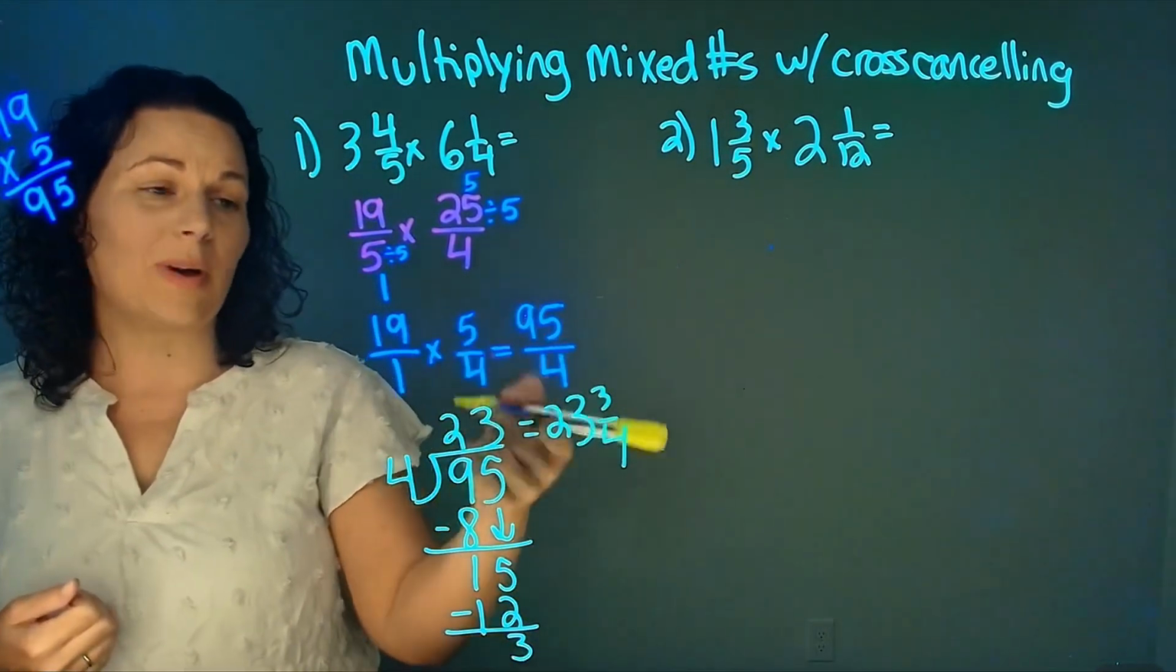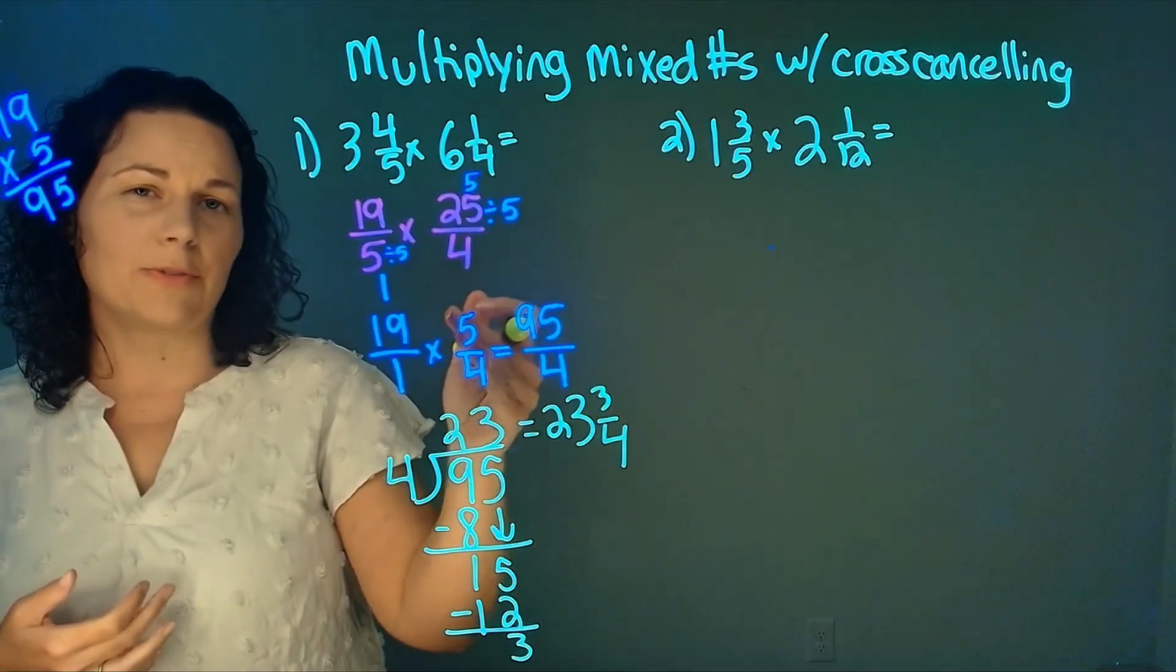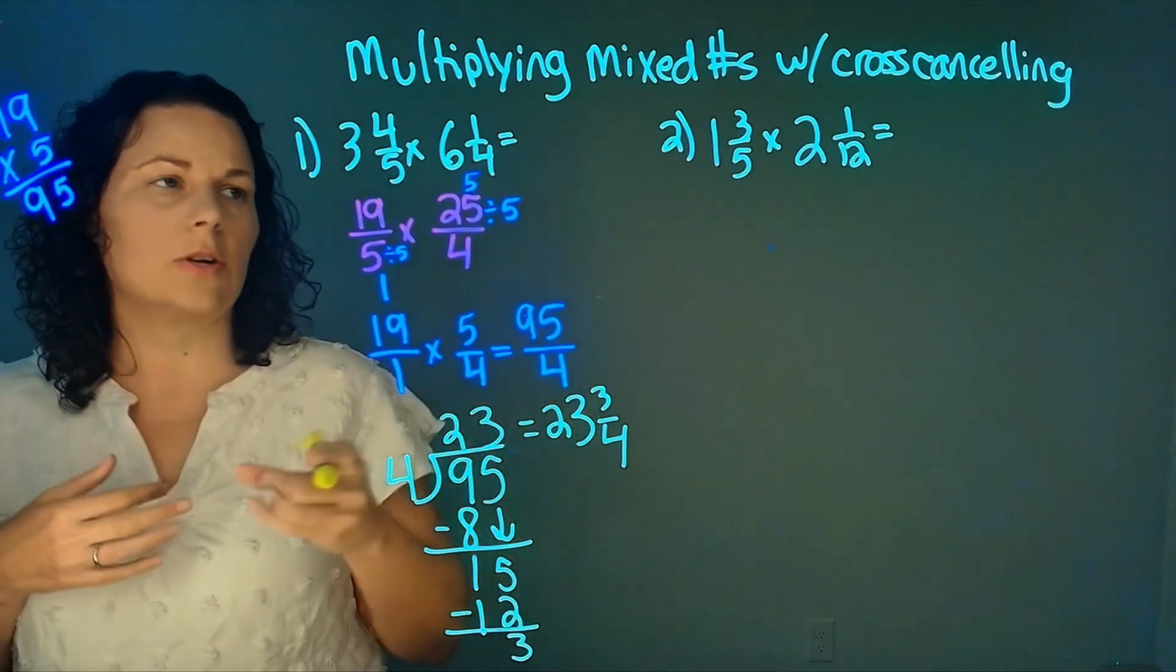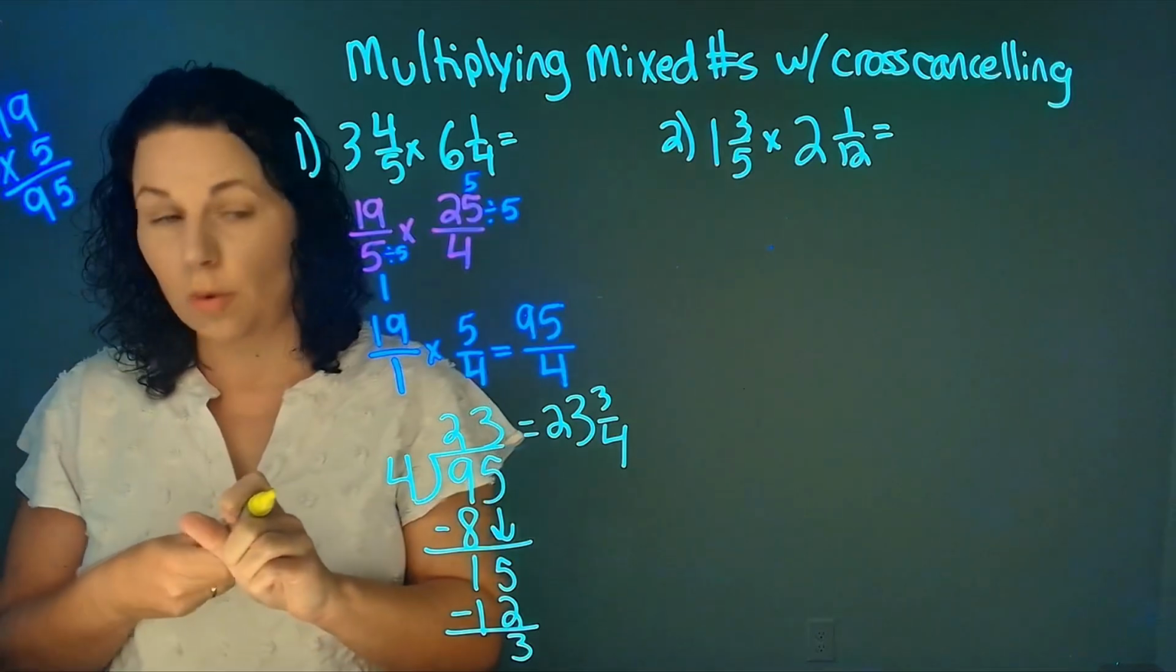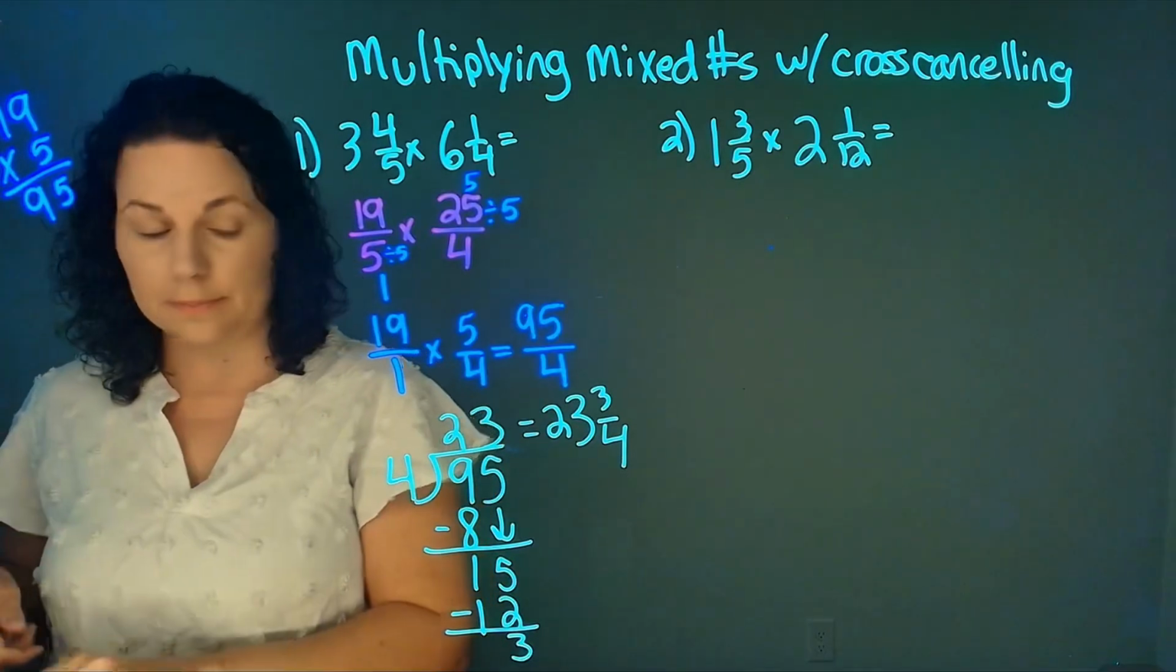Both of those are acceptable answers. It's just one's an improper fraction and one's a mixed number. So just do it however your teacher prefers, or however the directions say to do it.